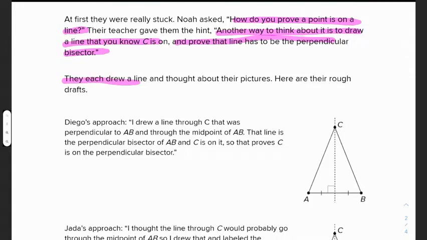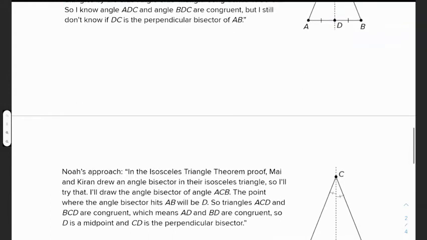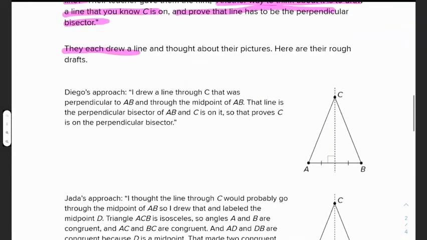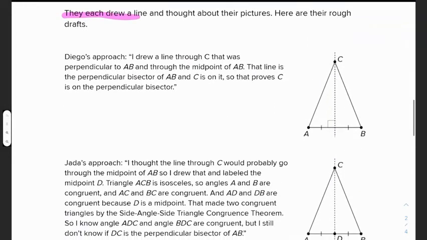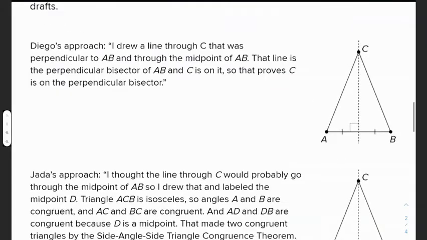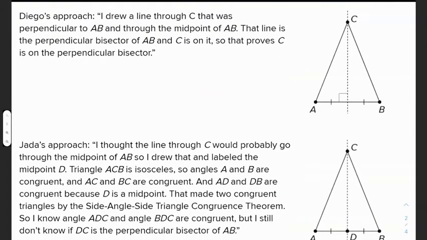So we have 1, 2, 3 kids. So there are 3 different drawings. Let's look at the first drawing. It looks like Diego says that in his drawing, he drew a line through C that was perpendicular to AB through the midpoint of AB. That line is a perpendicular bisector of AB, and C is on it. So that proves that C is on the perpendicular bisector.